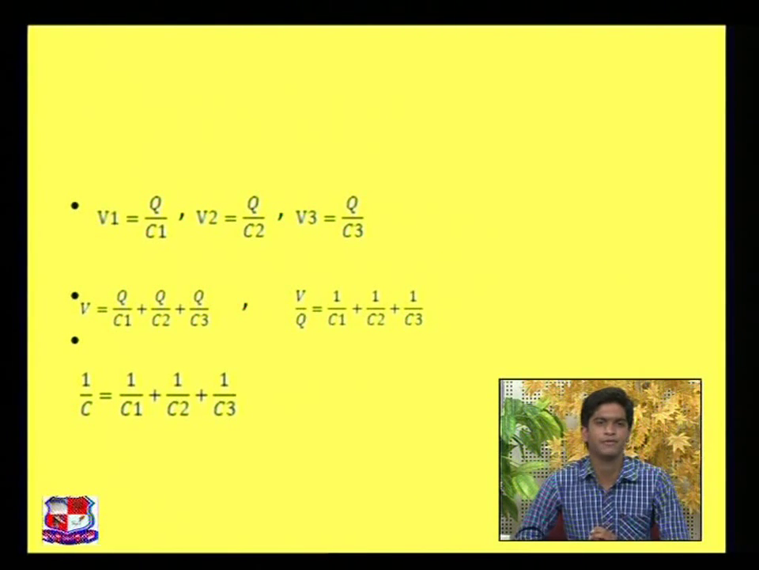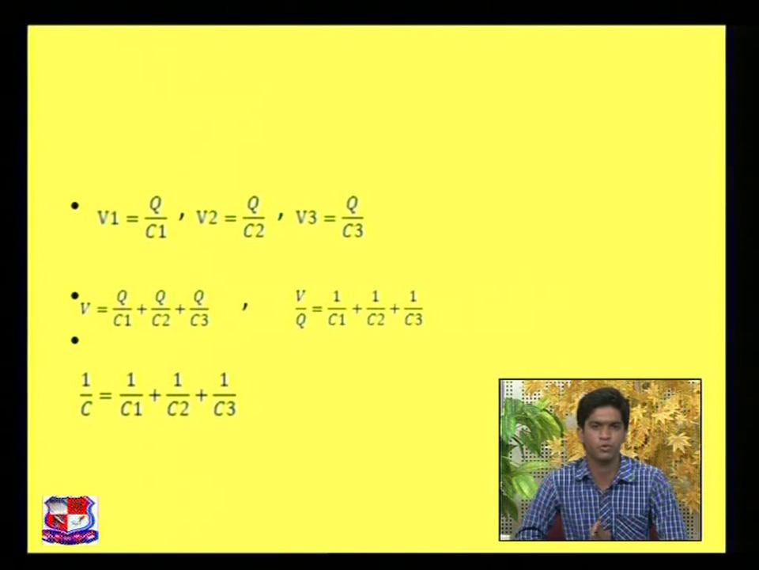So finally we have an equation, three capacitors in series, that 1 by C is equal to 1 by C1 plus 1 by C2 plus 1 by C3. So this is the equation if we are putting three capacitors in series. So 1 by C will be equal to 1 by C1 plus 1 by C2 plus 1 by C3.